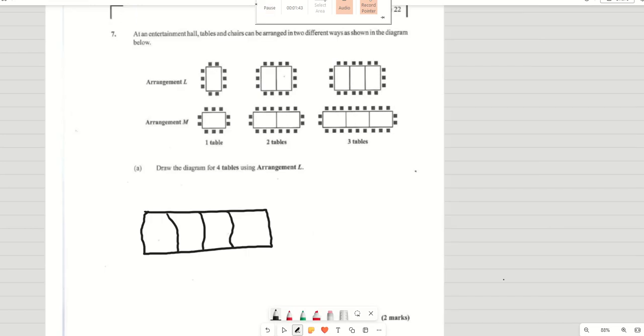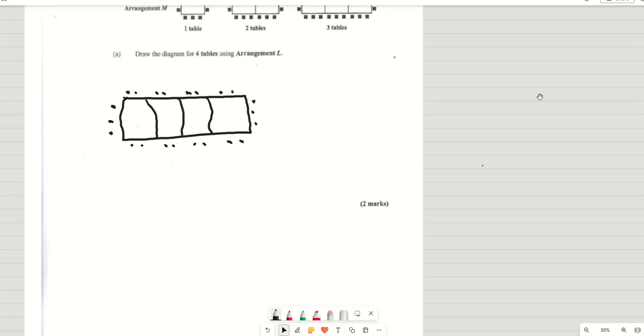Right, so it's going to have 4 tables, and we see here that on the longer side of the table is 1, suppose I have 3 people, 1, 2, 3, and then on the top is 2 persons per table, 1, 2. So this is how arrangement L on 4 tables will look. And that is 2 marks.